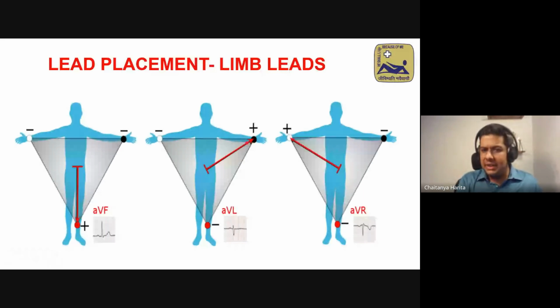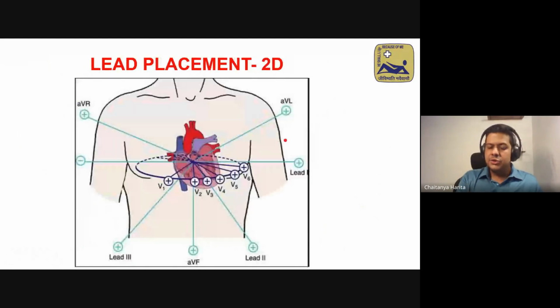Between the left wrist becomes AVL, L for left, and AVR for right. So by using a mixture of 6 limb leads, that is 3 standard and 3 augmented, and 6 chest leads, we get a 2D construction of the heart. And this two-dimensional construction of the heart helps us track the cardiac vector.